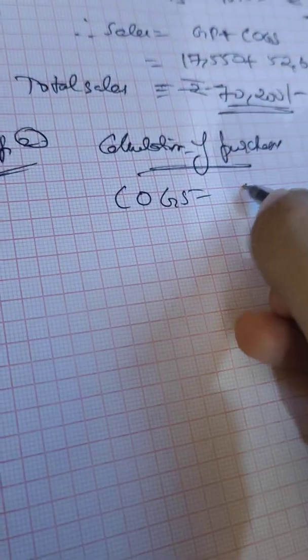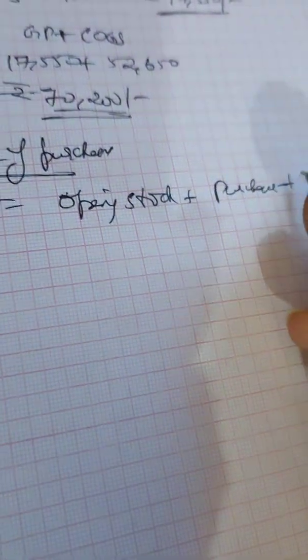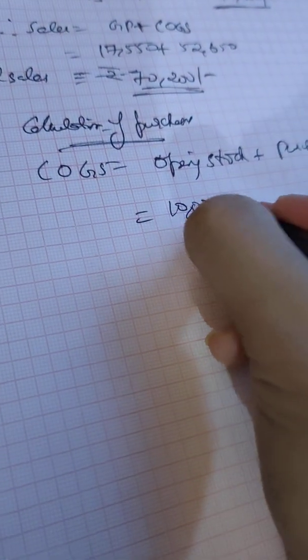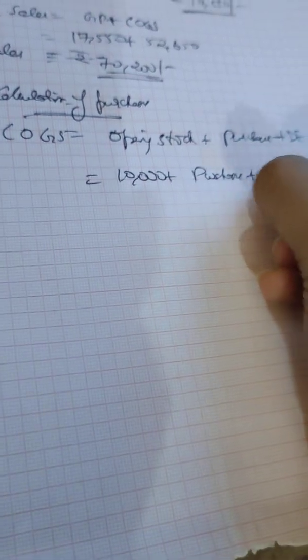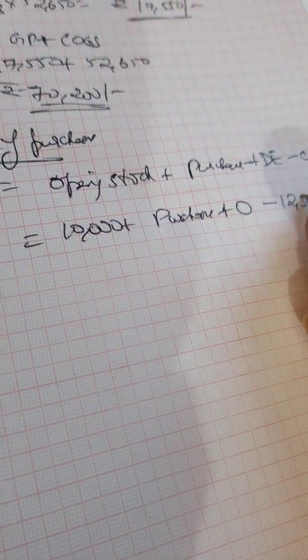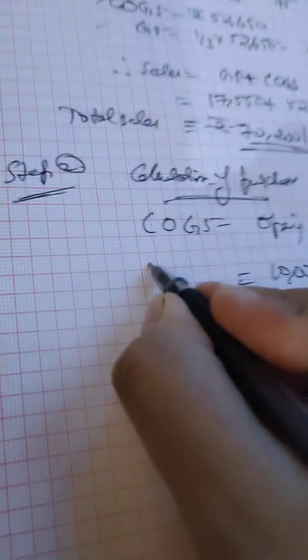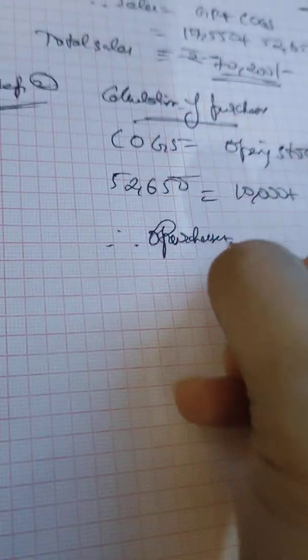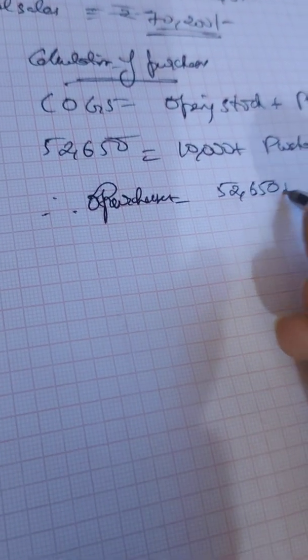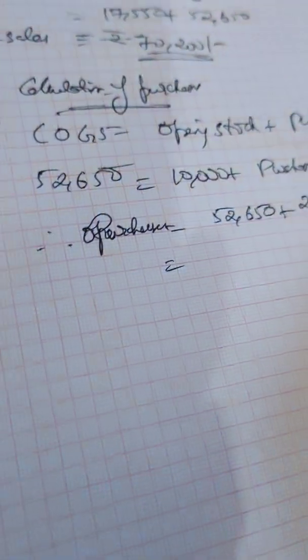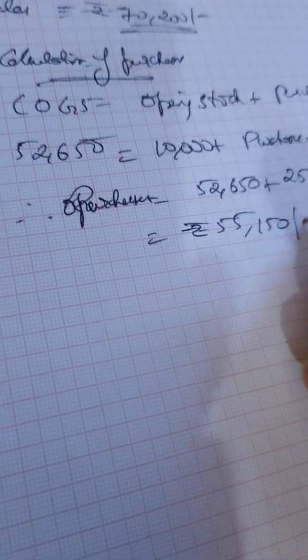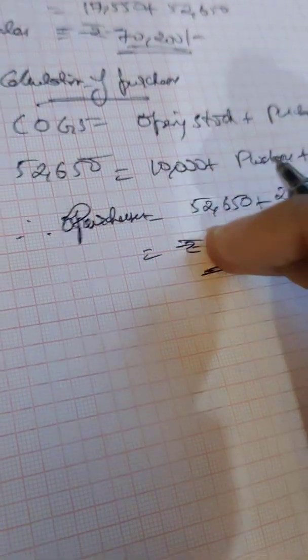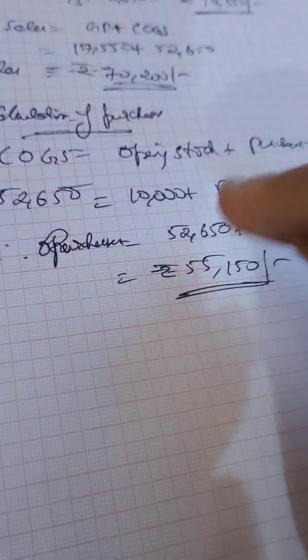We already know cost of goods sold is equal to opening stock, so we are using the formula of cost of goods sold here, plus purchases plus direct expenses minus closing stock. Now opening stock we know is 10,000, plus purchases we don't know, plus direct expenses is 0, not given in the question, minus 12,500 which is the closing stock. But we know that cost of goods sold is already given as 52,650. From this you can find the purchases: the remaining figure would be 52,650 plus 2,500, which is nothing but rupees 55,150. Nothing is mentioned in the question about cash purchases, so just assume that this will be the total purchases, same as the credit purchases too.